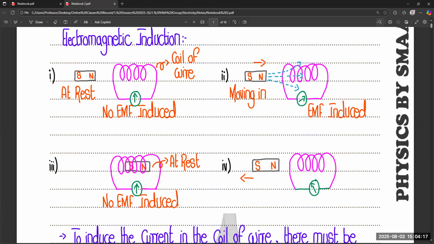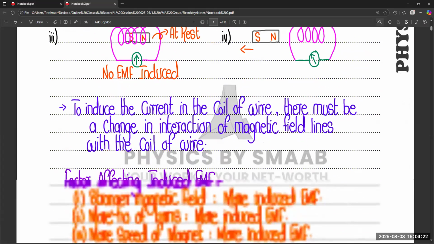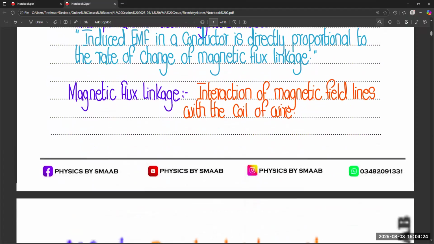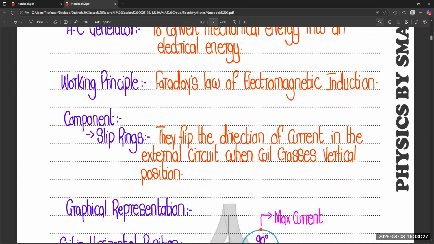So basically, magnetic field lines are cutting the coil. So if you increase the rate of these cutting lines through the coil, that will give you a maximum value in the output.